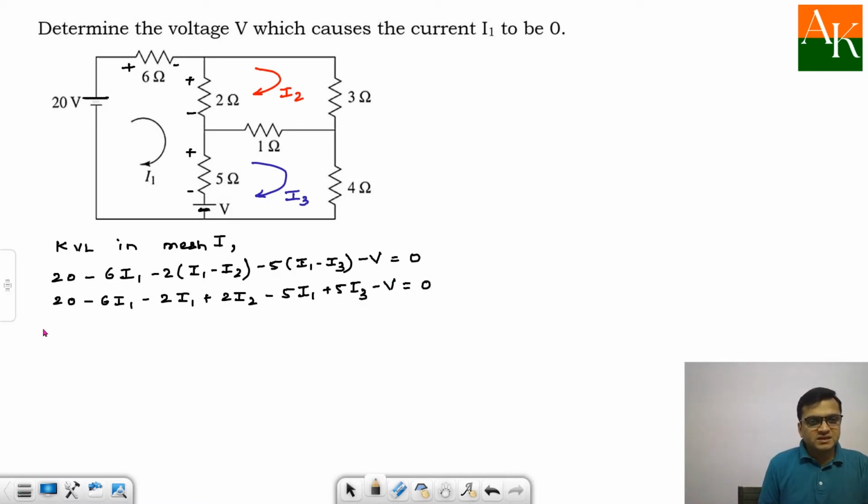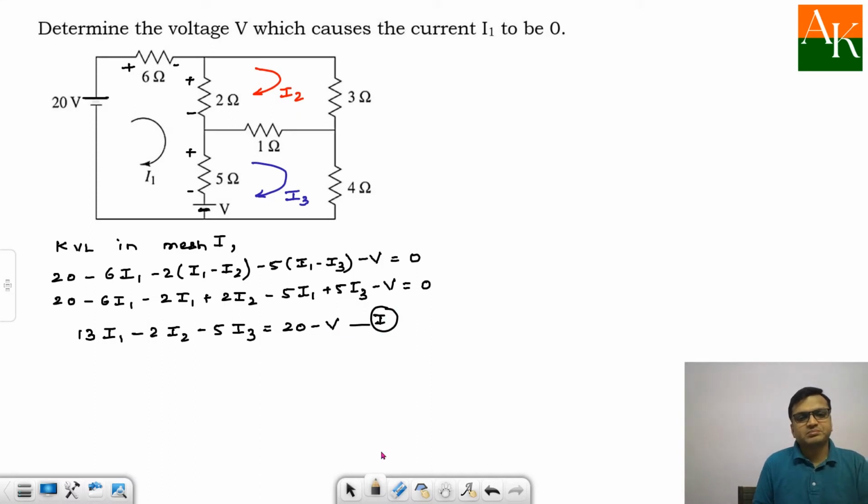Now I will arrange the terms in such a manner that I1, I2, I3 will be on one side and constants on the other side. So this will lead to 13 times I1 minus 2 times I2 minus 5 times I3 is equal to, and the right hand side is nothing but 20 minus V. You can check this. So this is my equation number 1.